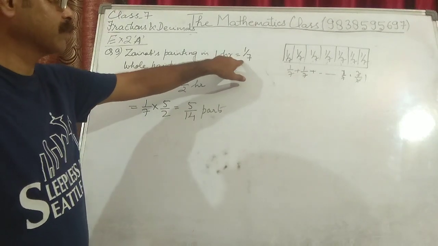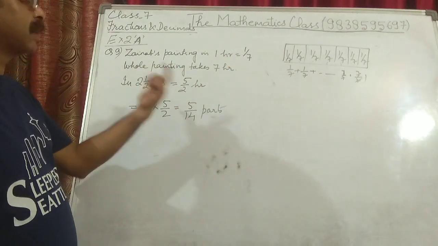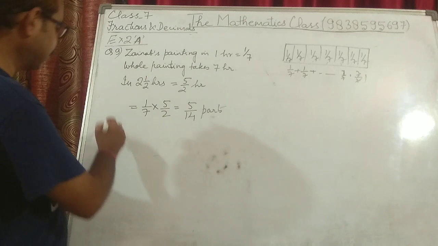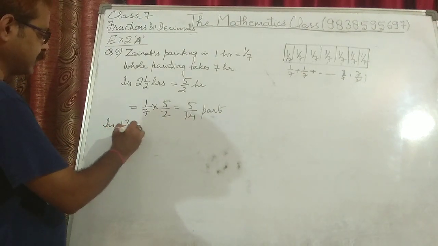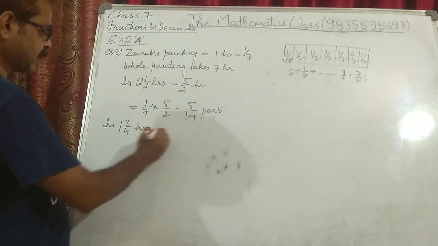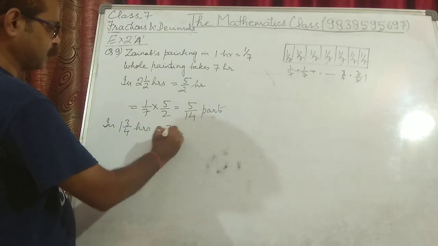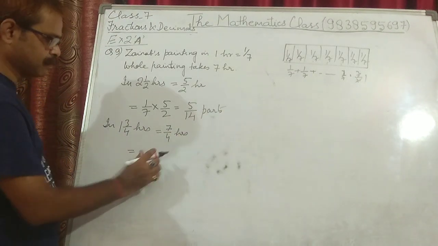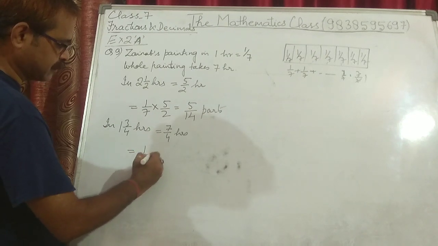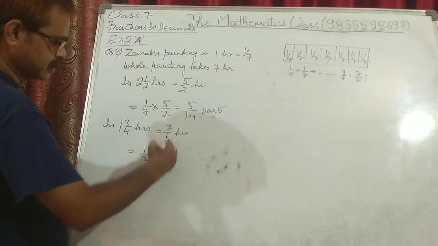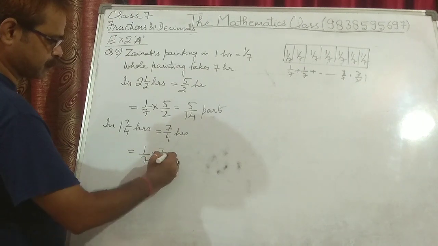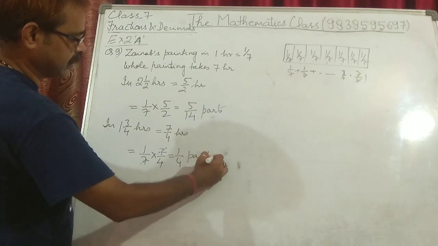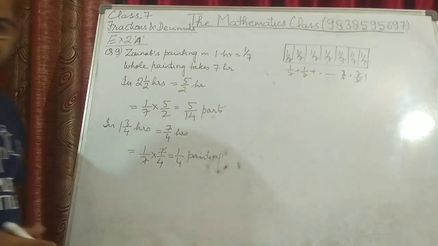5/14 parts of the painting will be done in 2.5 hours. In 1 hour, if she is doing 1/7, then in 5/2 hours, simply multiply: 1/7 into 5/2, that many parts. Now the next is one whole 3/4 hours. So again, convert it. 4 ones are 4 and 3, 7/4 hours. So in 7/4 hours, how much will she do? If she completes 1/7 in 1 hour, in 7/4 hours it will be multiplied by 7/4. 7, 7 cancel. 1/4 of the painting will be done in one whole 3/4 hours.